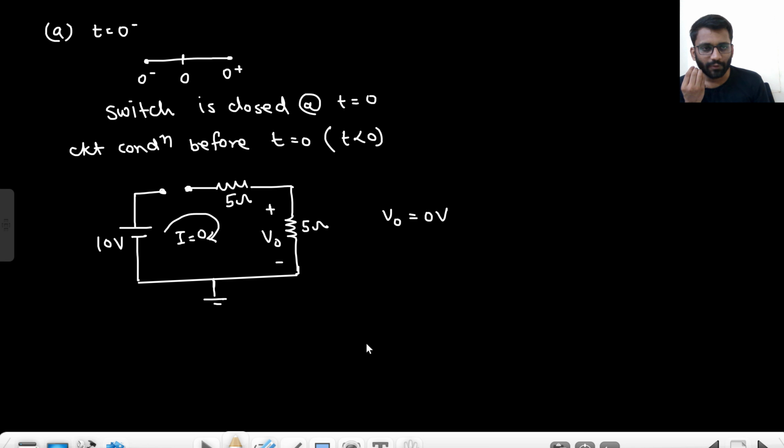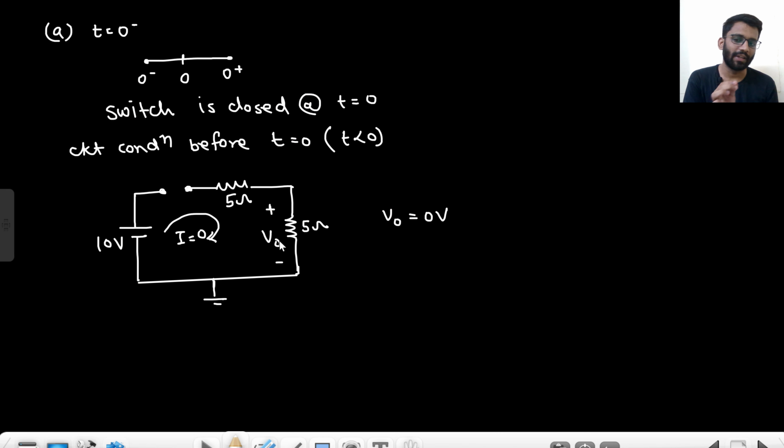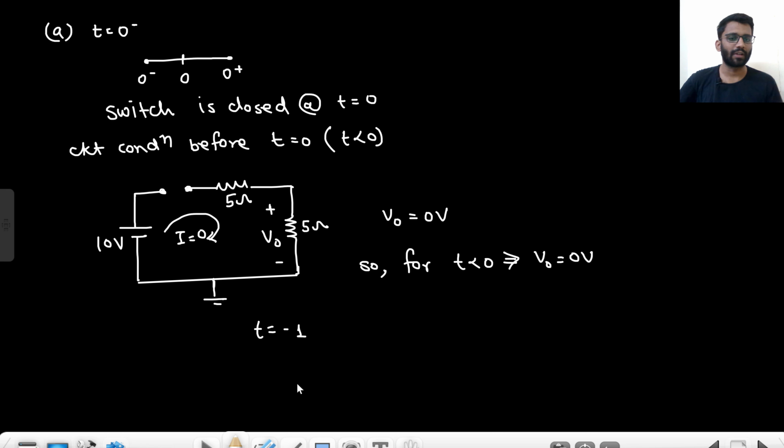Now if they are asking for t equals 0 minus, or even t equals minus 1 minus, or minus 1 plus, for every such time you will have V0 equals 0 volt only. So for t less than 0, your V0 will always be 0 volt. Because how will your circuit look at t equals minus 1? It will look something like this only. So your V0 eventually is 0 volt only, right?